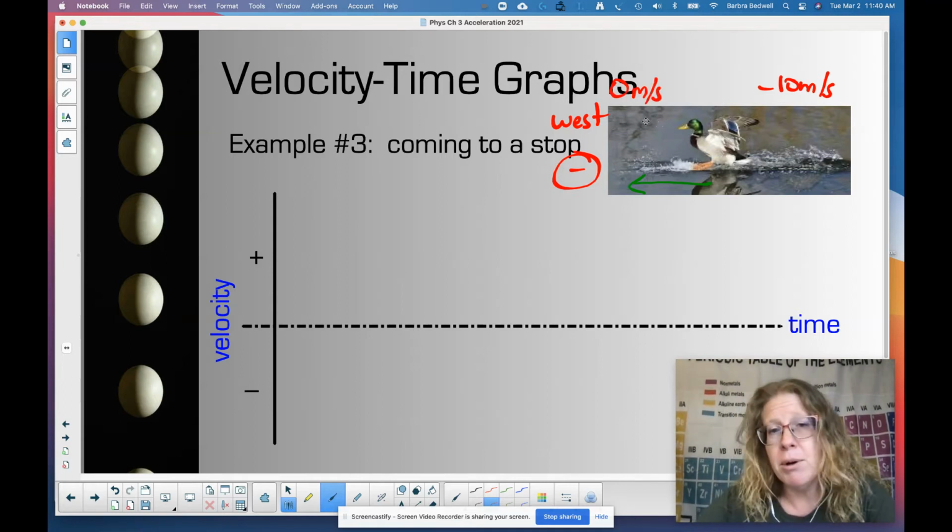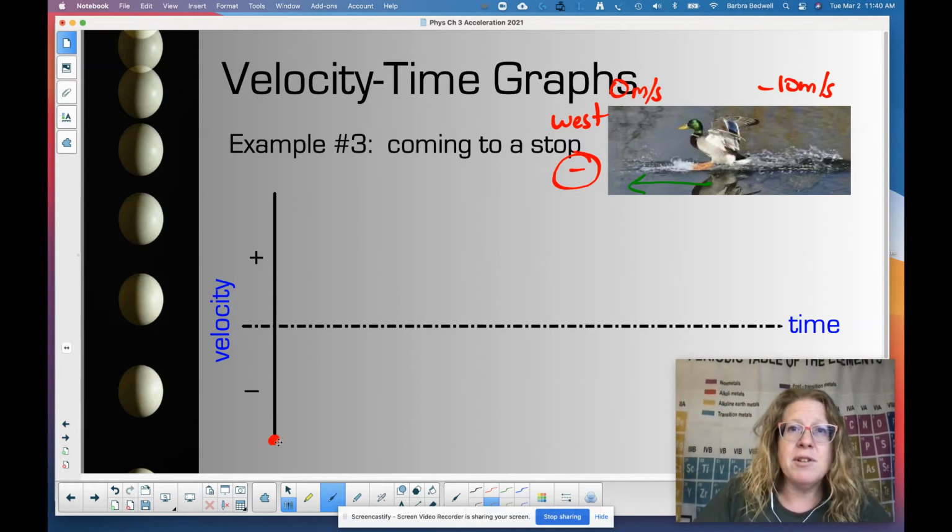So it's kind of a mirror image of the graph that we just did. He's starting with a high rate of speed. A high rate of speed here means far away from the x-axis. And he's slowly but surely approaching 0. So again, it would be something like this, like that.